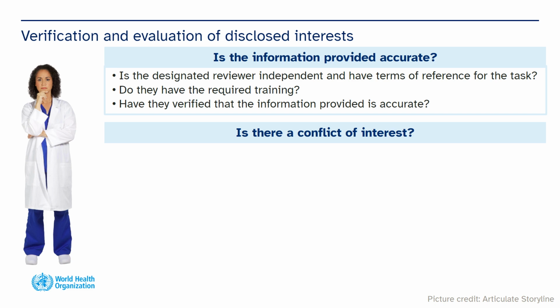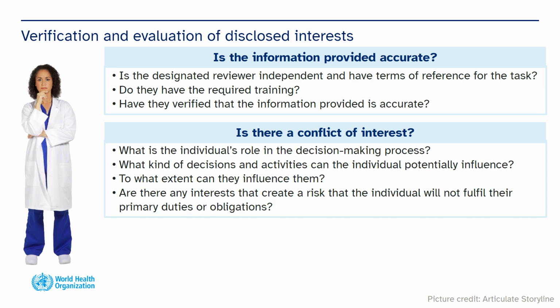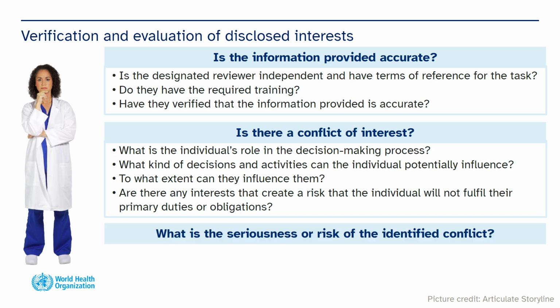To determine whether a conflict of interest exists, the reviewer should look at the individual's role in the decision-making process, the kinds of decisions and activities that the individual can potentially influence, and the extent to which they can influence them. Next, the reviewer should examine the declaration to identify any interests that create a risk that the individual will not fulfill their primary duties or obligations.